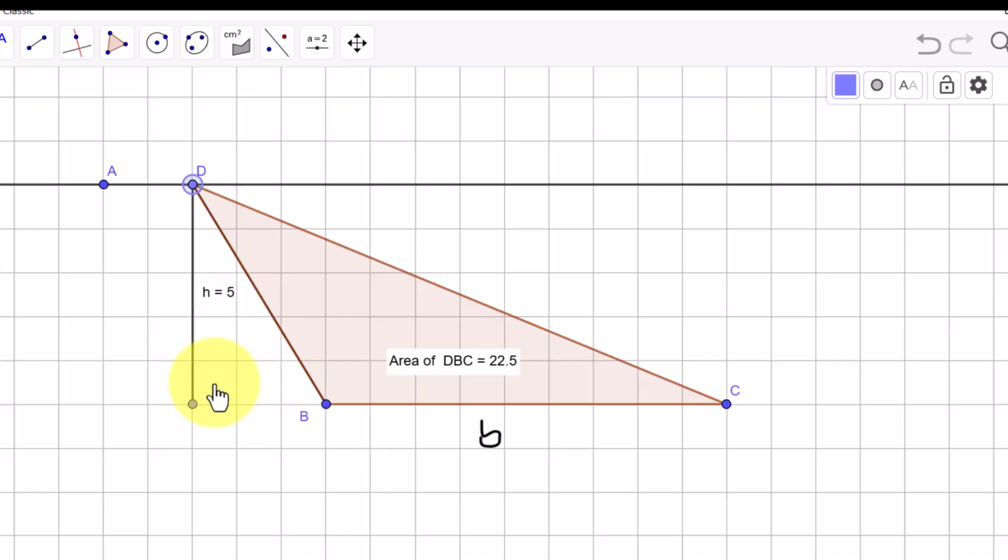This is the height, 5 times this base, which is 5 times 1, 2, 3, 4, 5, 6, 7, 8, 9. The answer you get, divided by 2. That is half base times height. Take note of this. Now, let's move this out.